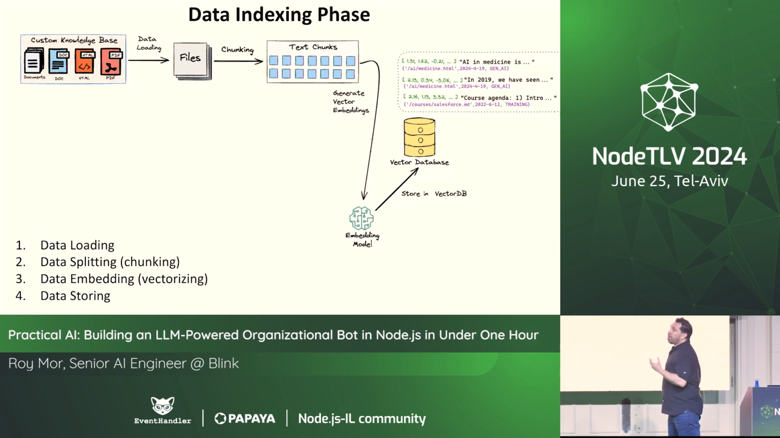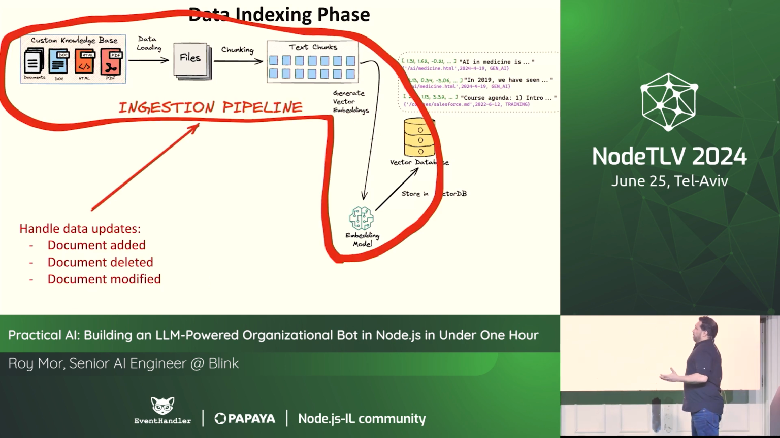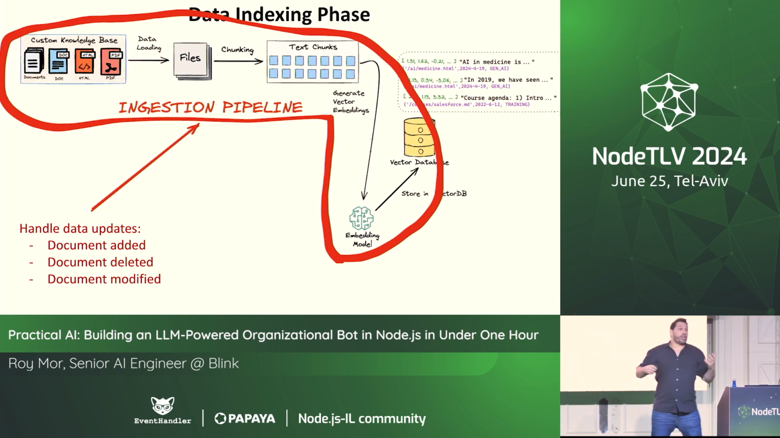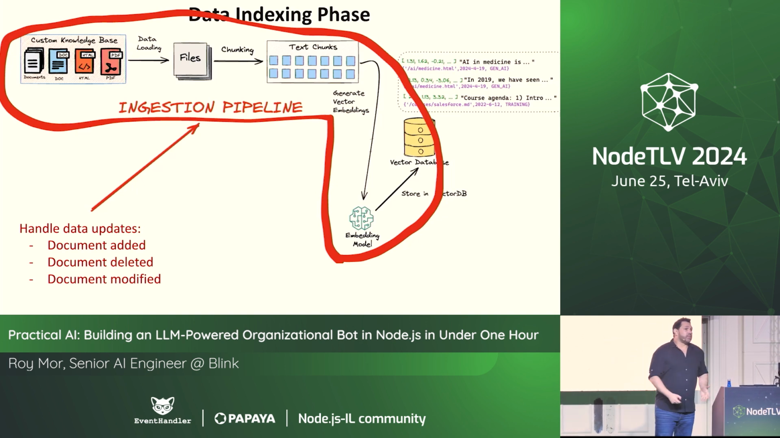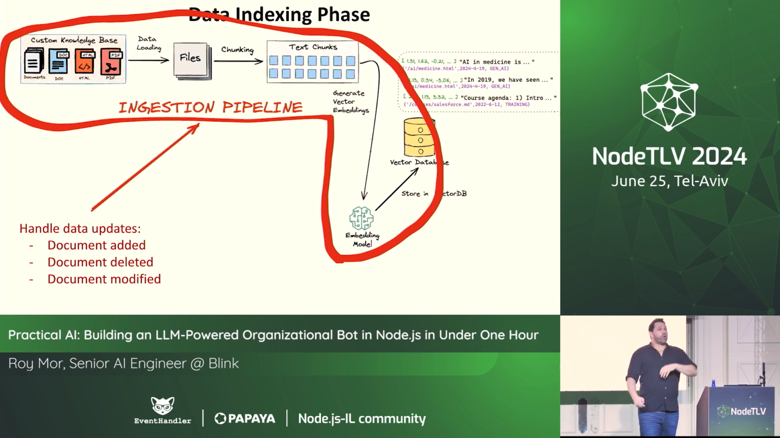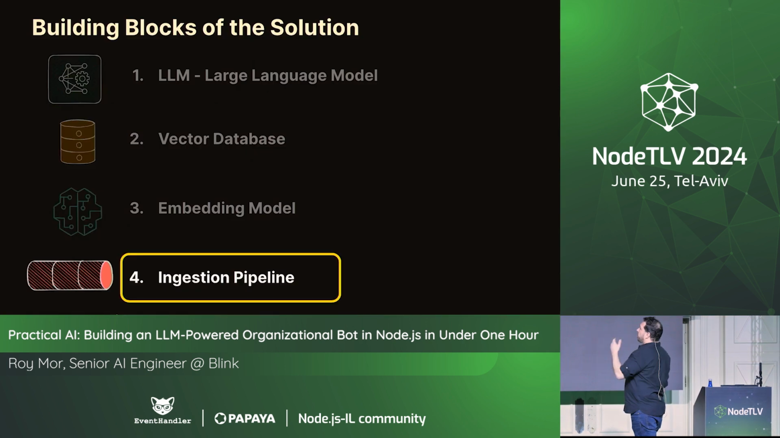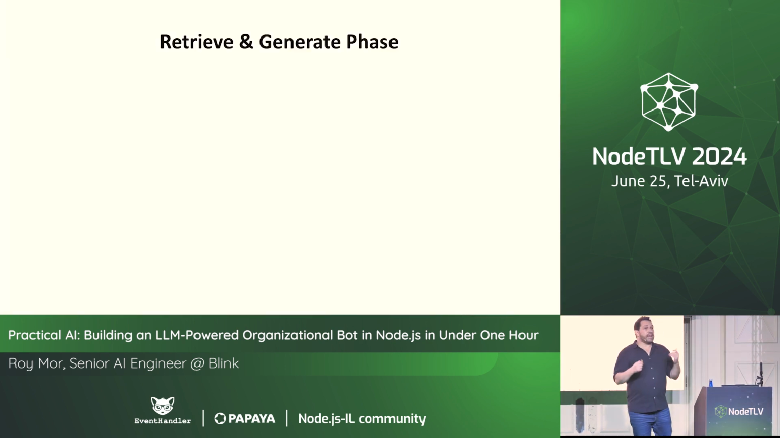But most knowledge bases are living creatures. So documents get added, deleted, modified, and so on. And we want any changes that happen upstream to be reflected downstream, so our bot user will get up-to-date information. This effectively makes the whole thing into an ingestion pipeline that could be either triggered by any change or scheduled periodically, once a day, once an hour, or batch. In any case, the third building block is the ingestion pipeline. All right, so we're done with data indexing.